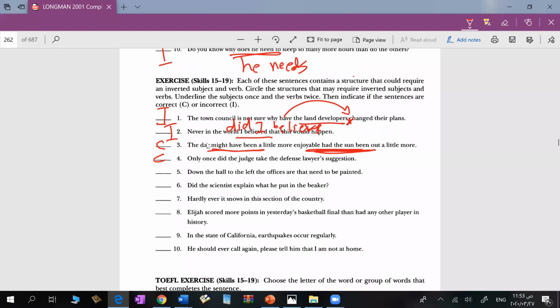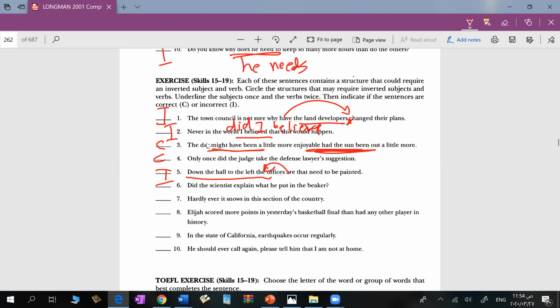Okay, Amira. I swear I knew the answers of 3 and 4, but I'm not sure about 5. Okay, number 5. Down the hall, the offices are that need to be painted. I think it's correct. Why, Amira? Down the hall, we start with a place expression and then are the offices. So this is incorrect. Yes, we need inversion.